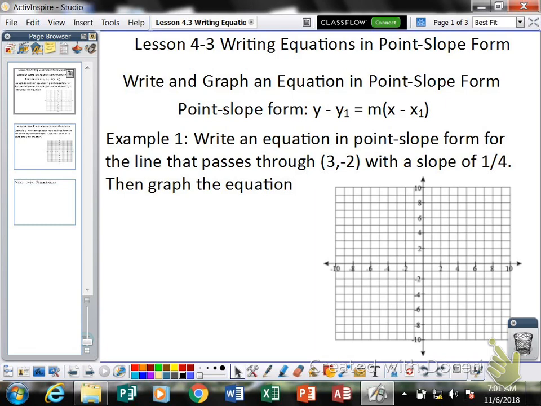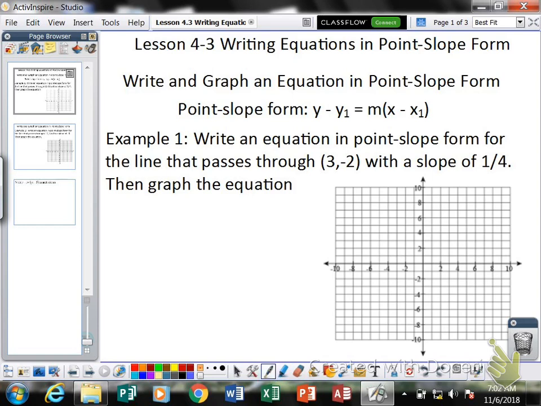So point-slope form is y minus y1, where y1 represents one point, equals m, the slope, times x minus x1. So x1, y1 represents a point. If you're given a point and you're given the slope of a line, you can write an equation in point-slope form. So example 1: write an equation in point-slope form for a line that passes through 3, negative 2.